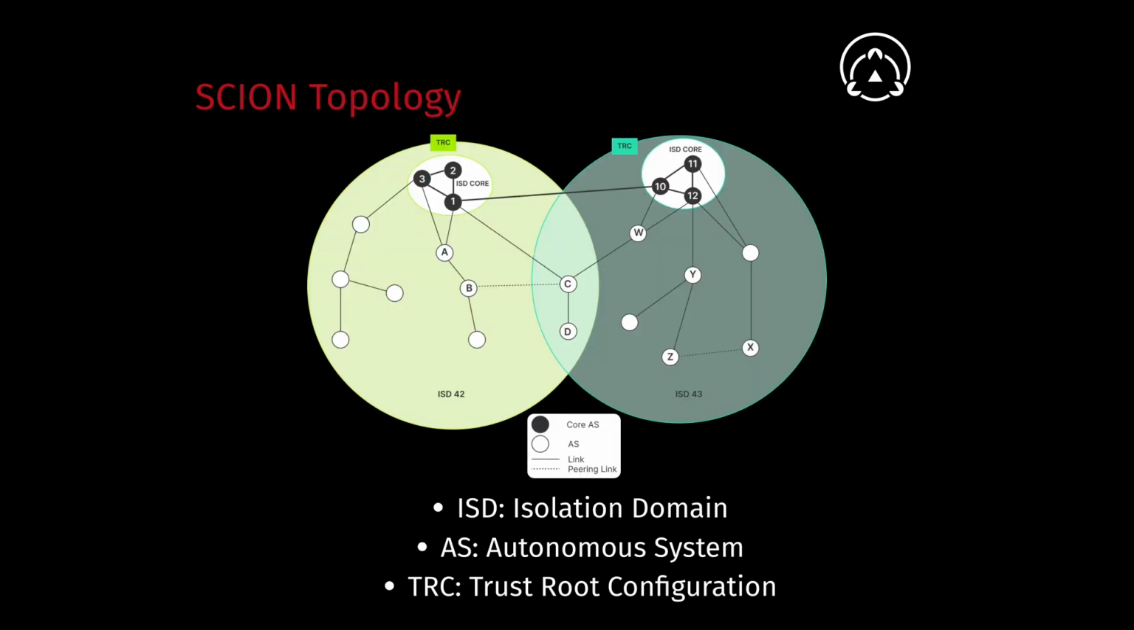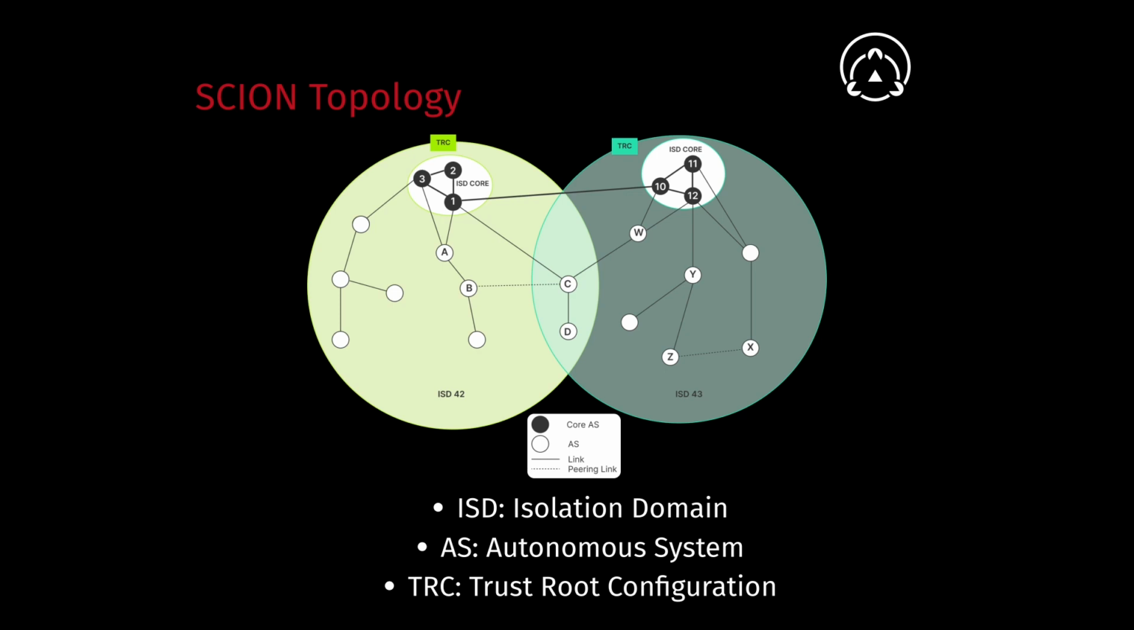The SCION topology. So we've got a maybe familiar view of a network topology with some additional information around it. I think what we'll do is first start with the colored area of both of these circles, which would indicate the isolation domain.